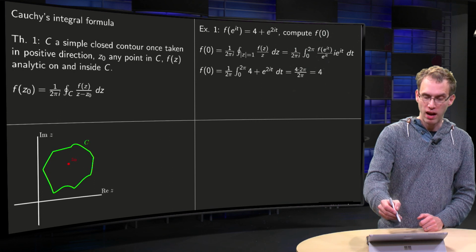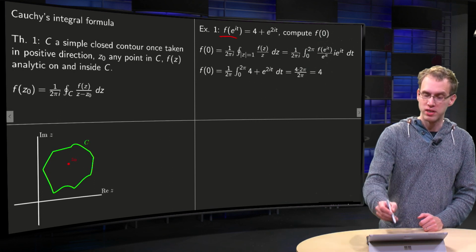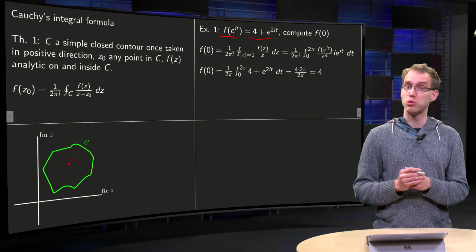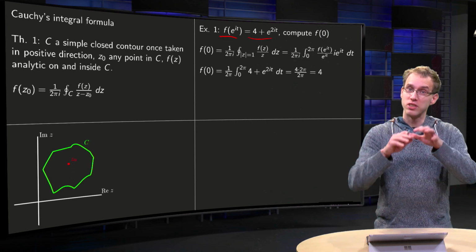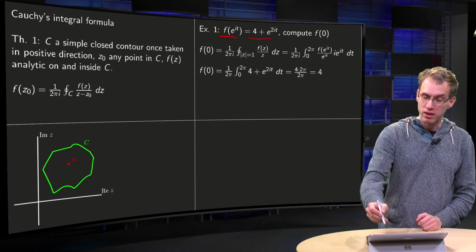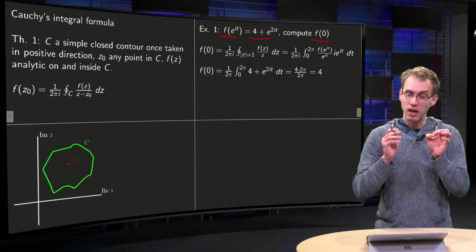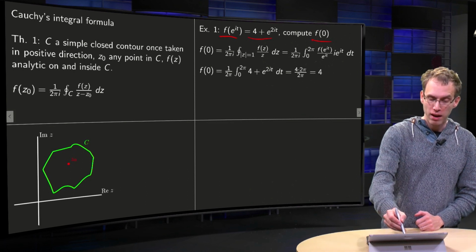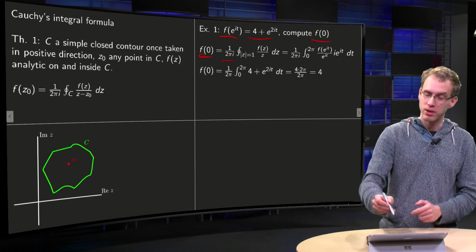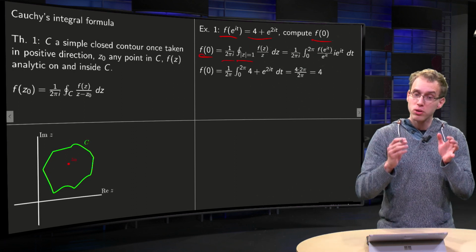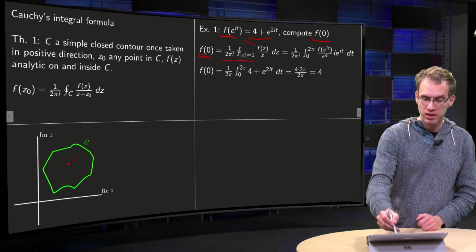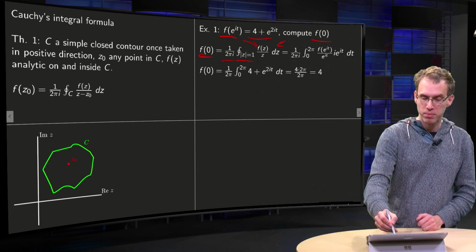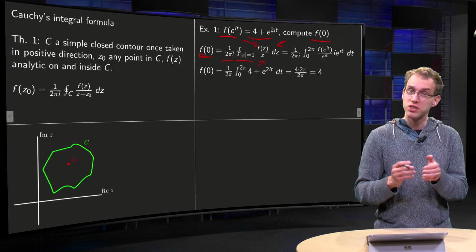For example, if you have f at e to the power it given by 4 plus e to the power 2it, so it's given on the unit circle, then you can compute f of 0, you can compute f at the center of the unit circle. So how do you do that? f of 0 equals 1 over 2 pi i, you integrate along the unit circle, your f of z, dz, and you divide by z minus z0, which equals z.